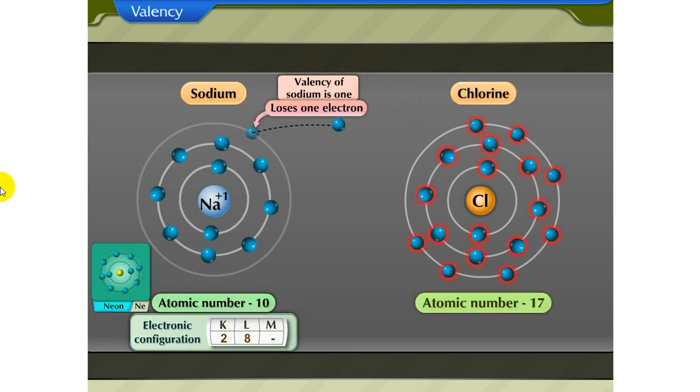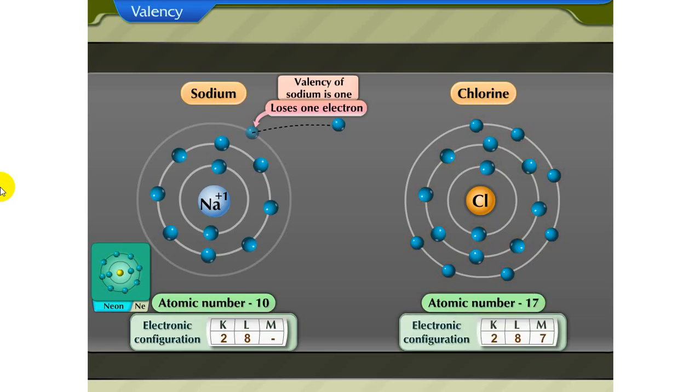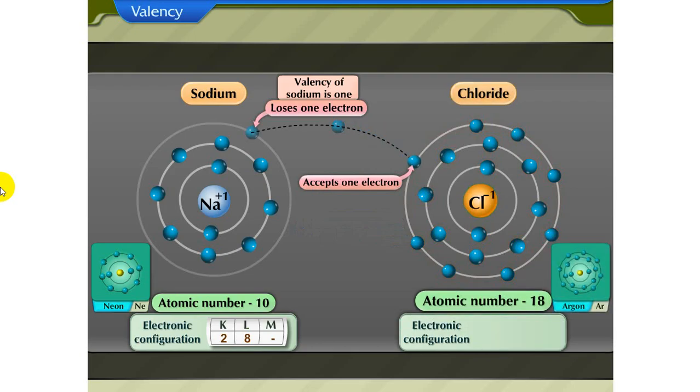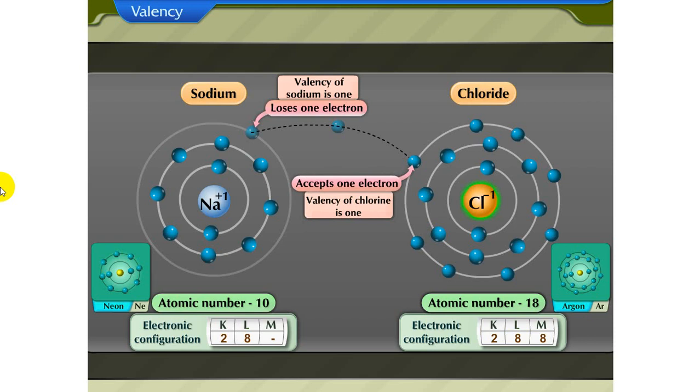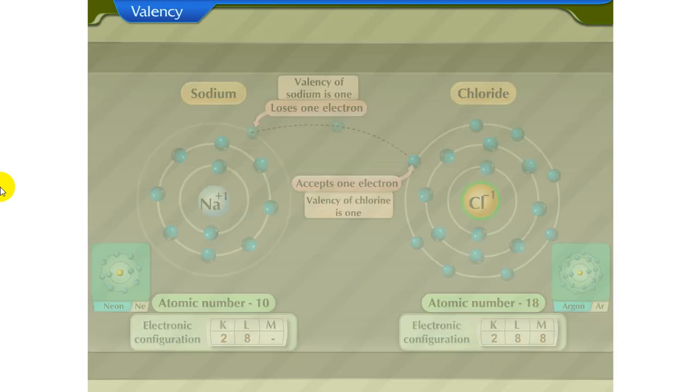The atomic number of chlorine is 17. So, its electronic configuration is 2, 8 and 7. It has 7 electrons in its outermost shell. Chlorine atom accepts 1 electron to form a negatively charged chloride ion having an inert gas configuration 2, 8, 8. Since chlorine atom accepts 1 electron to achieve the inert gas electronic configuration, the valency of chlorine is 1.